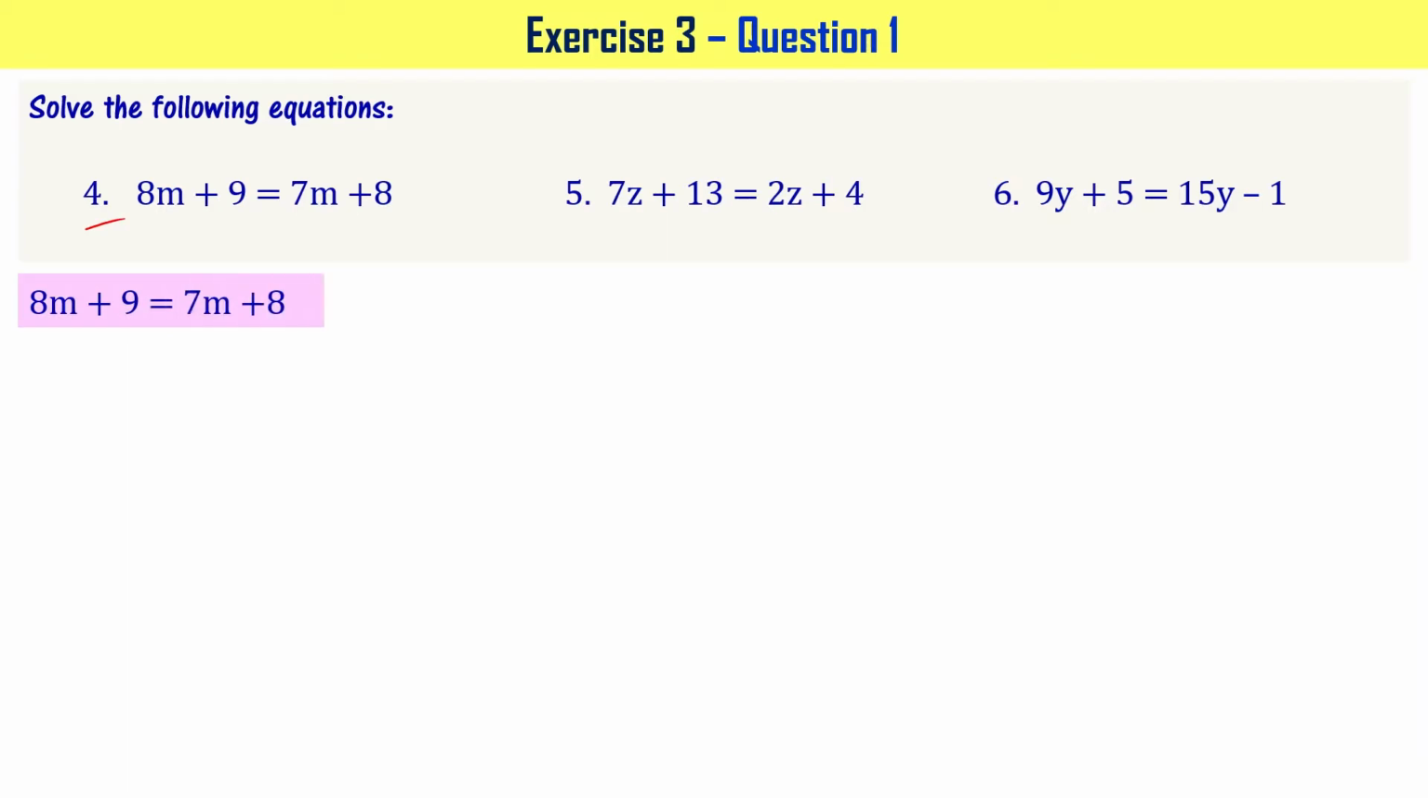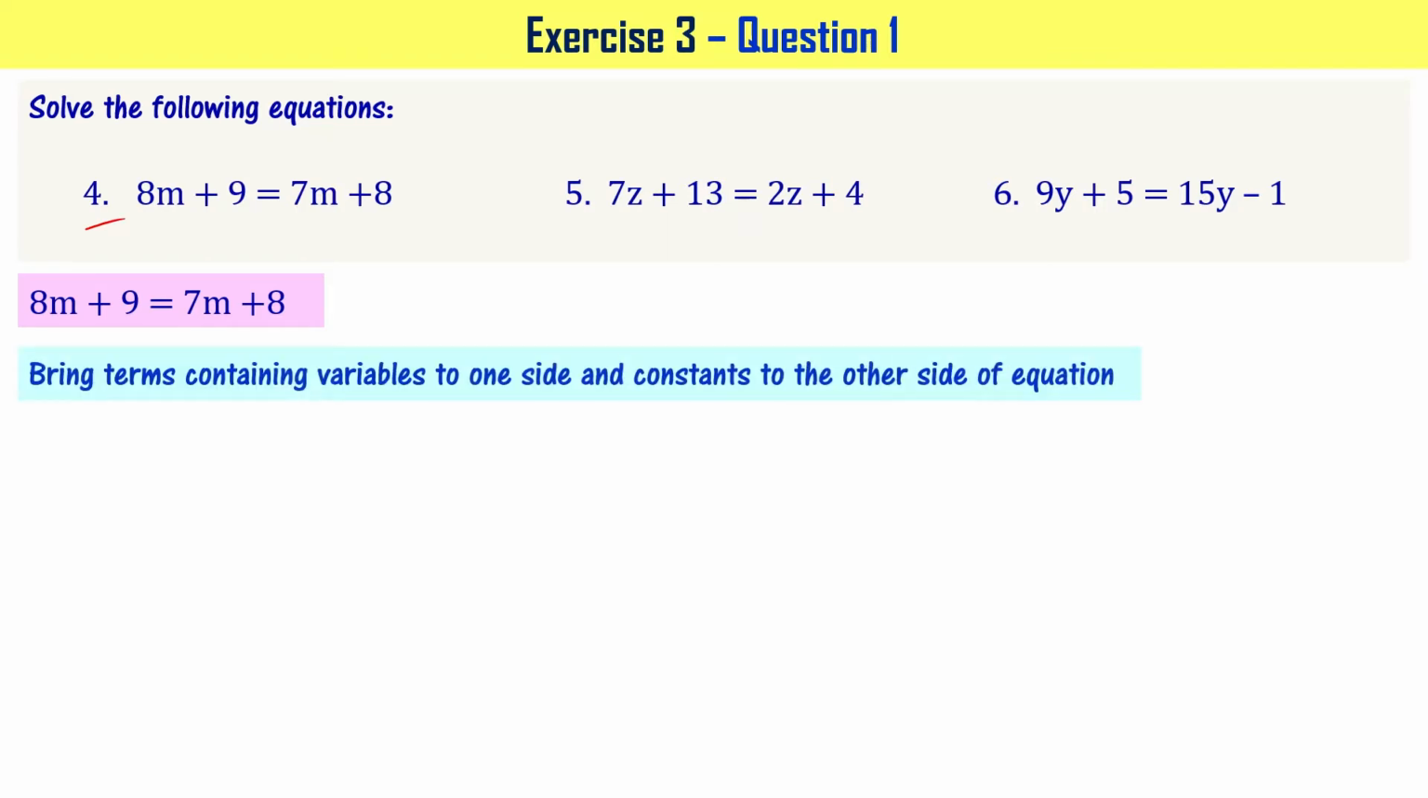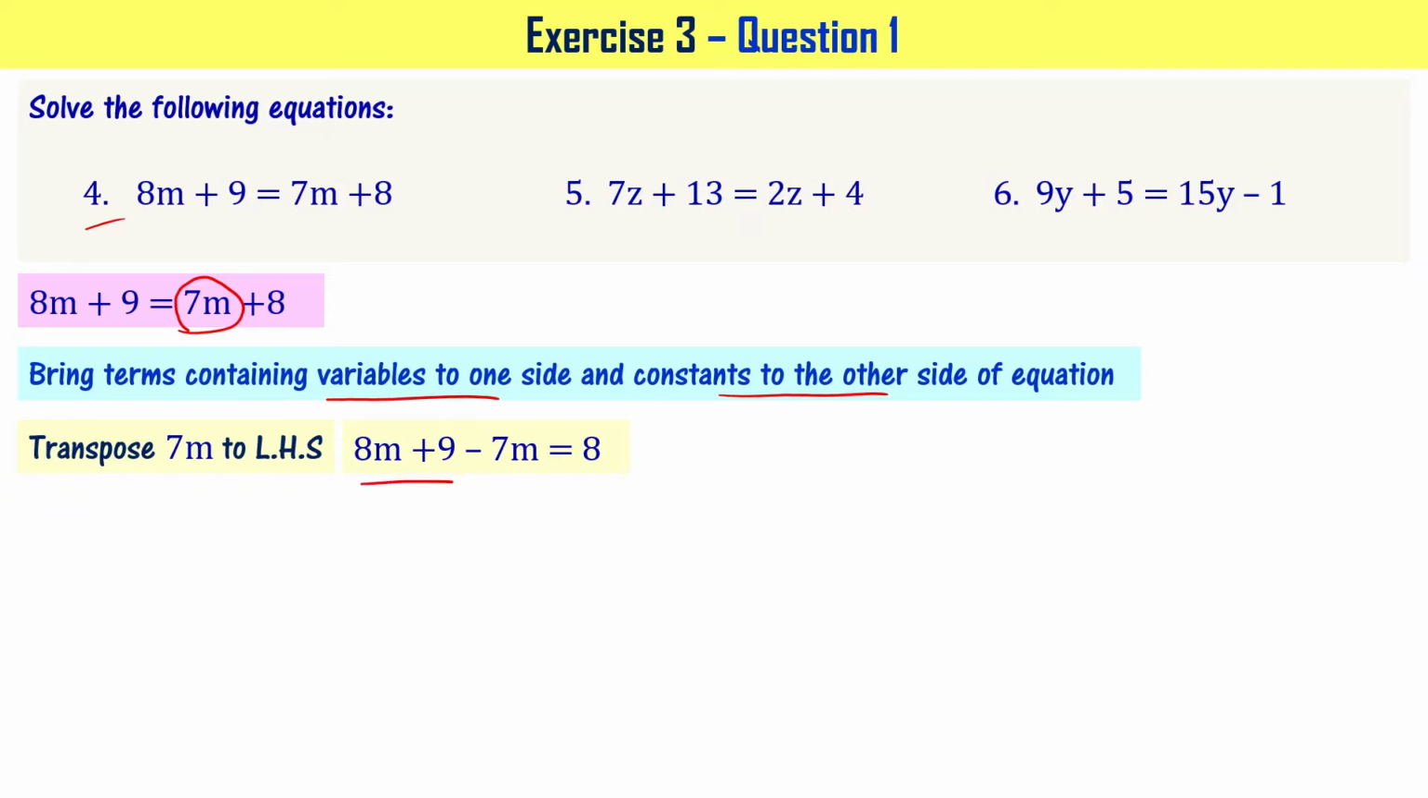Let's look at the next problem, that is fourth. 8m plus 9 equal to 7m plus 8, right? To solve this, let's first bring the terms containing variables to one side and the constants to the other side, right? To do that, I can take 7m onto the other side. When you transpose, it becomes minus 7m. So let's write that. 8m plus 9 is already LHS and this is the transposed 7m, right? That is equal to 8.